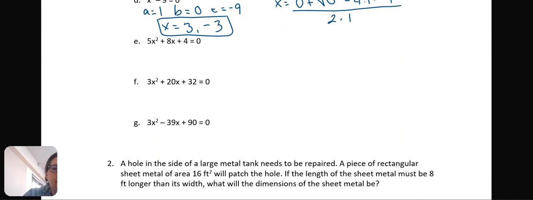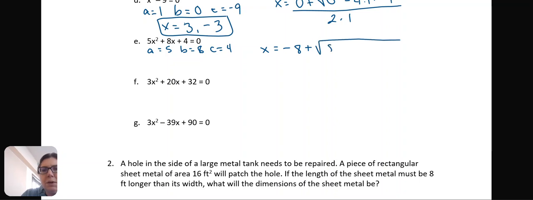Okay. So A is 5, B is 8, C is 4. No, I can find the mark too. So X is opposite of 8, B squared minus 4 times 5 times 4, all over 2 times A.